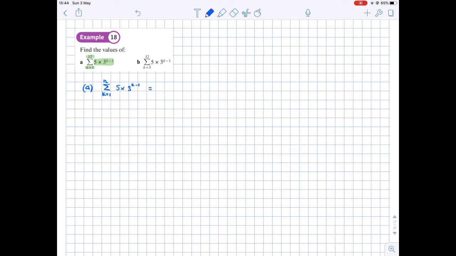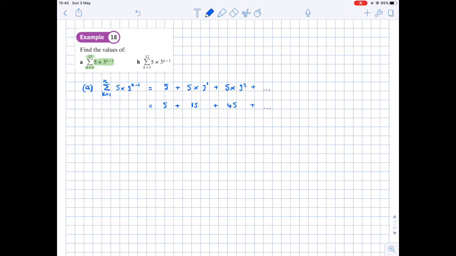Well, the first term is when k is equal to 1, so 5 times 3 to the power of 1 minus 1 is 5 times 3 to the 0, which is 5 times 1, which is 5. Working through to the next one, we have 5 times 3 to the power of 2 minus 1, so 5 times 3, which is 15. So the first term was 5, the second term is 15, and this is the summation, so we need a plus in between. To find the next term, we have 5 times 3 squared, which is 5 times 9, which is 45.